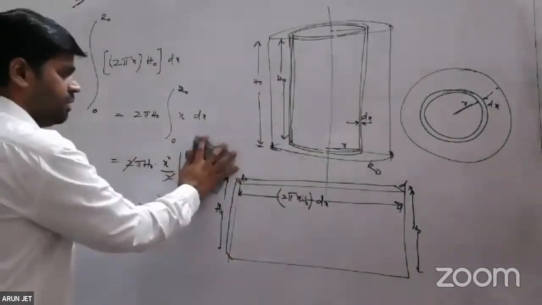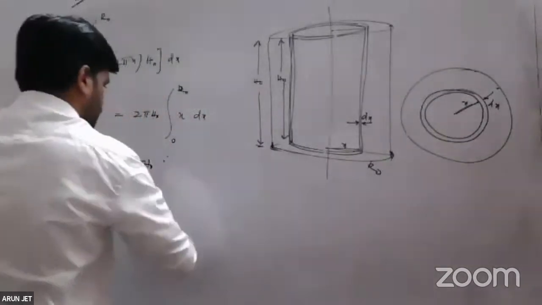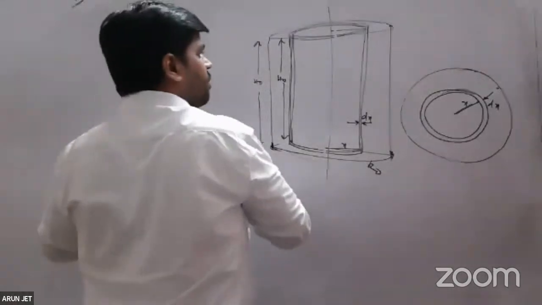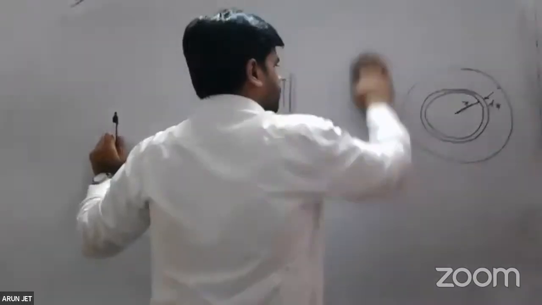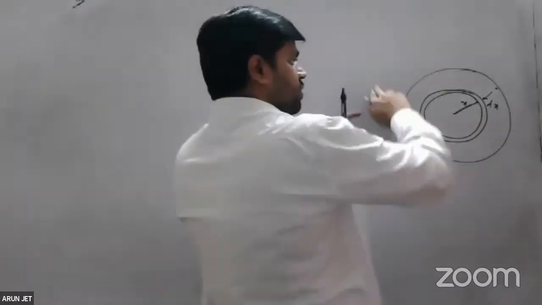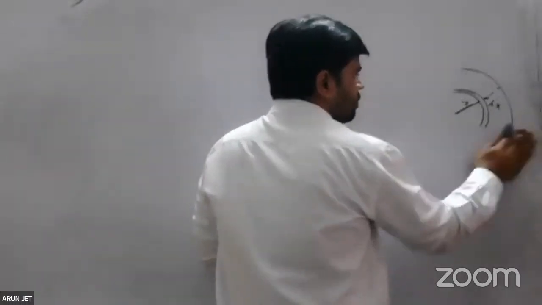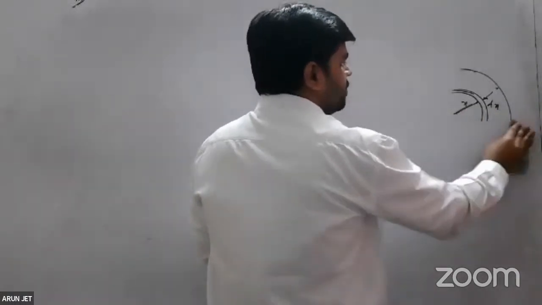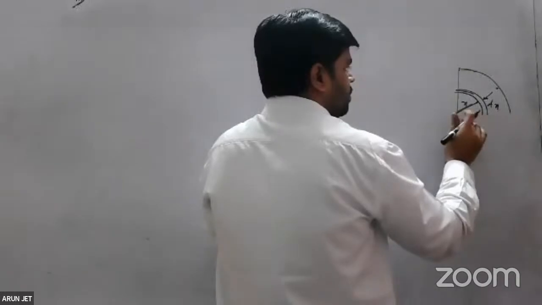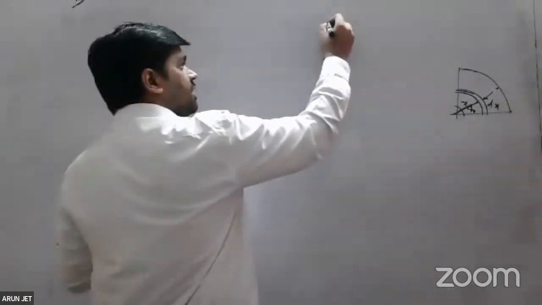Now, this is a very interesting problem. Instead of this complete cylinder, what I have is a part of a cylinder which is subtending an angle of theta at the center. So I've got something like this.